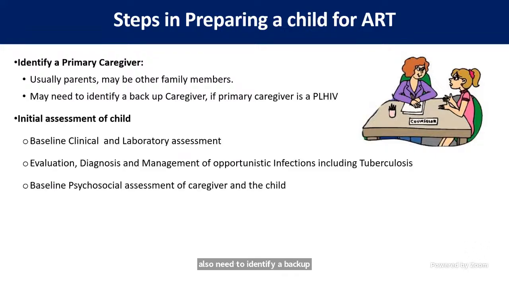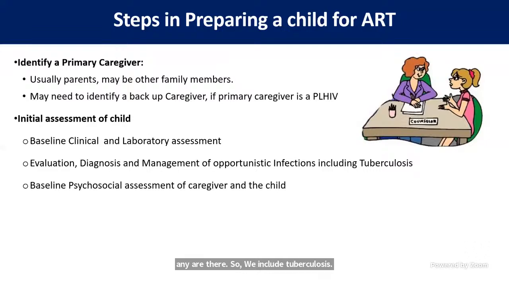And then you have to do the initial assessment, which includes the baseline clinical and laboratory assessment, clinical WHO staging, and laboratory assessment to look at anemia, liver function, renal function, and other things, along with the CD4 count. And you have to evaluate, diagnose, and manage any opportunistic infections, including tuberculosis. So look for opportunistic infection. If they are there, diagnose them and manage appropriately.